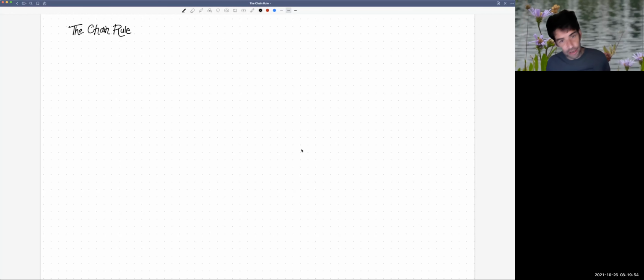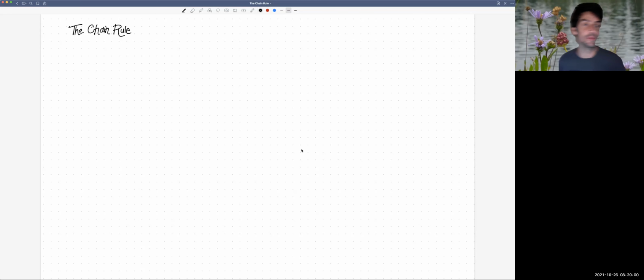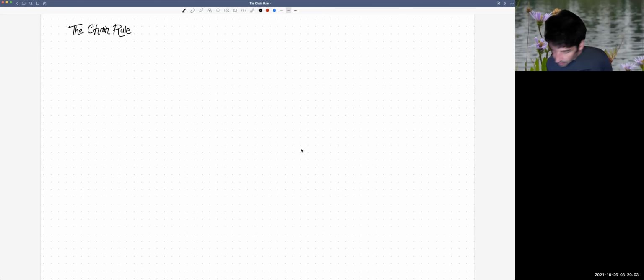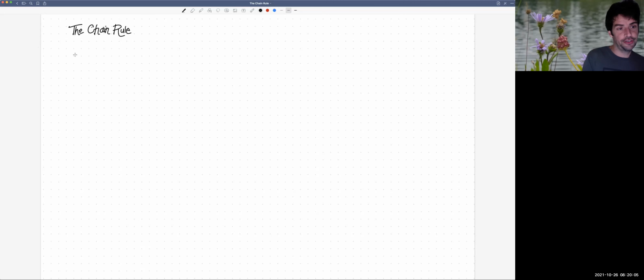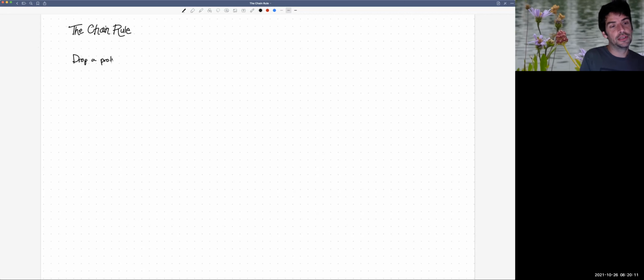So let's start with a little bit of an intuitive example. We'll state the chain rule and prove it, and then do a couple of example derivatives with the chain rule. So imagine, for instance, that you are dropping a probe into the ocean.